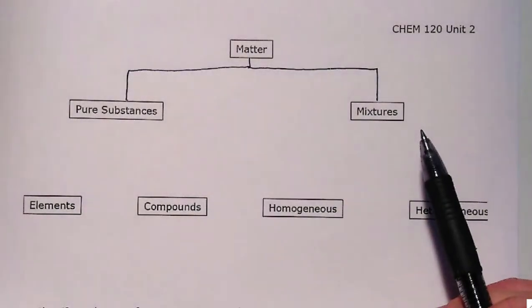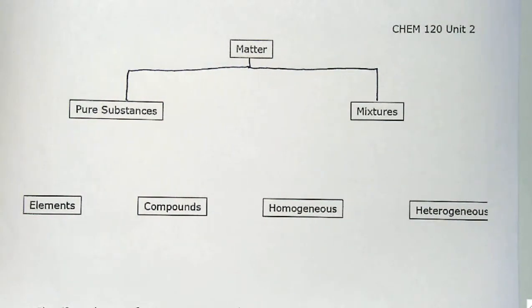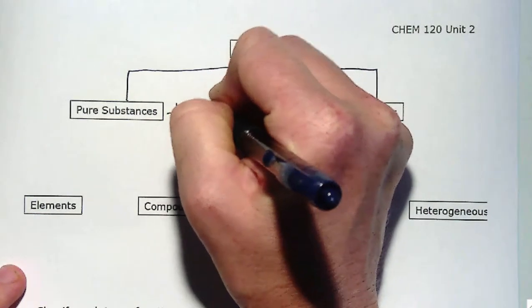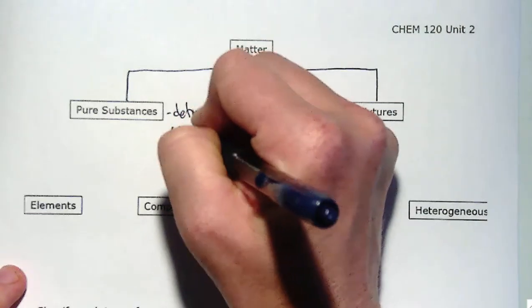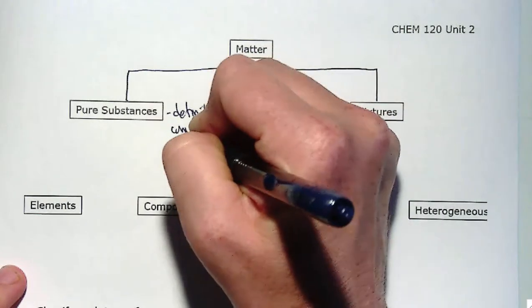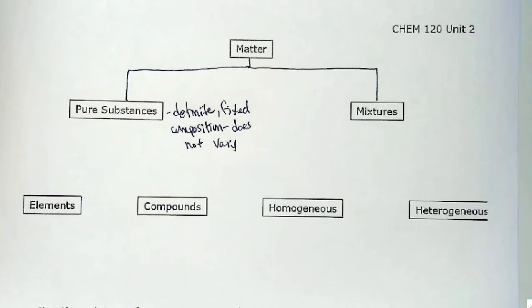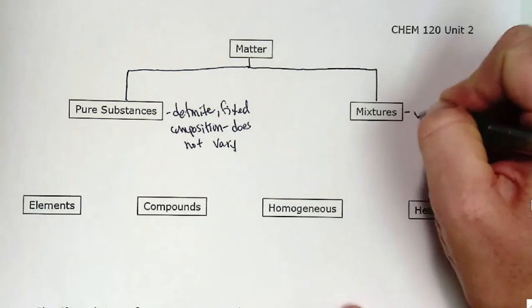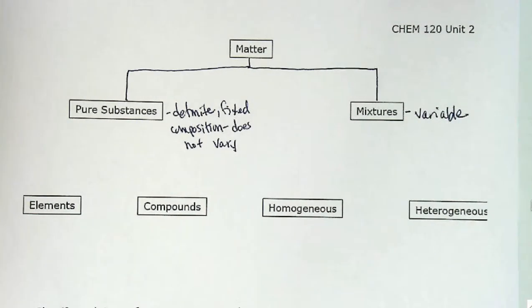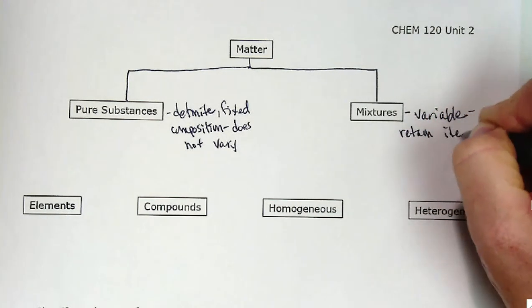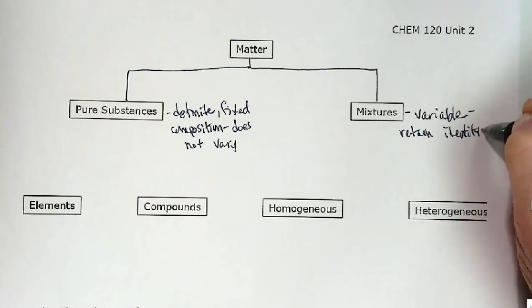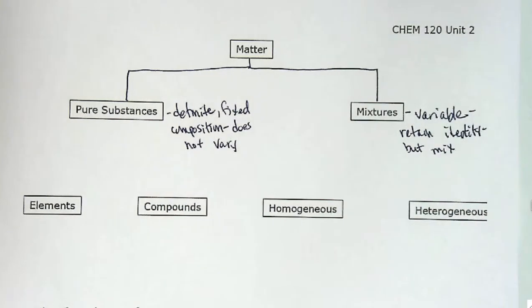So a substance has a definite or fixed composition that does not vary from one sample to another. All right, a mixture, on the other hand, is variable. The substances retain their identities. They do not change chemically, they just mix. So they retain identity, but mix.